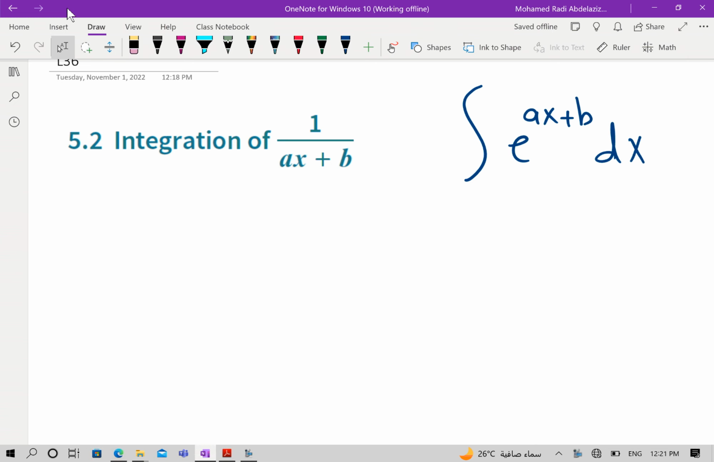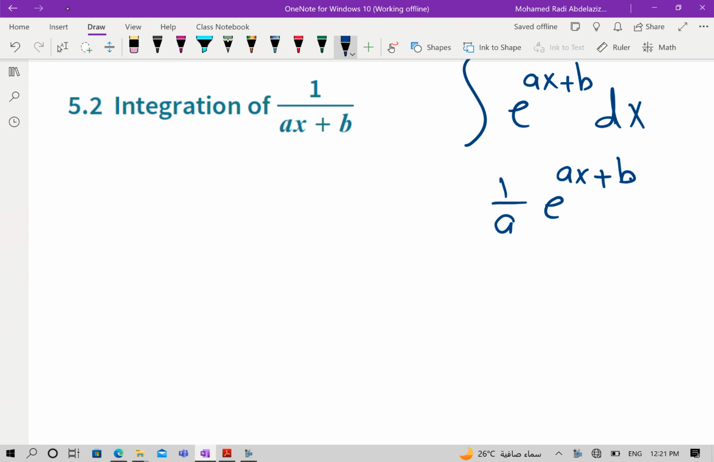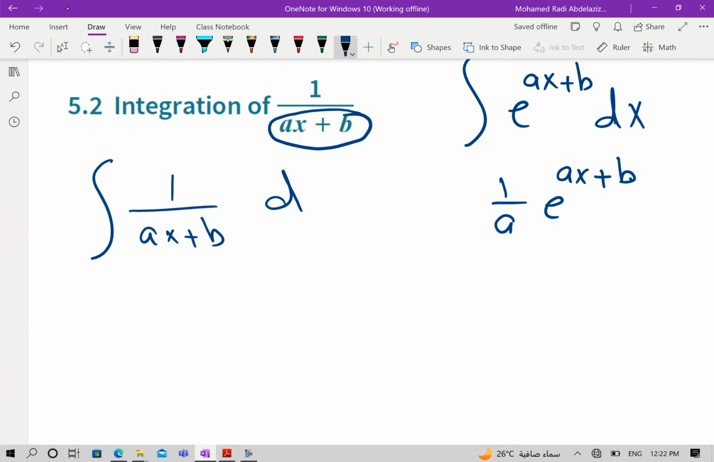The exponential function for a linear expression ax plus b is 1 over a, then e to the power of ax plus b. Inshallah, today we'll start a new integration: integrate a linear function written in the denominator. Integrate 1 over ax plus b by dx, like integrate 1 over 2x plus 3 by dx.